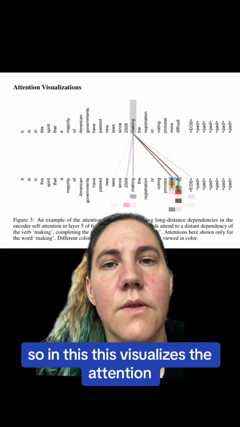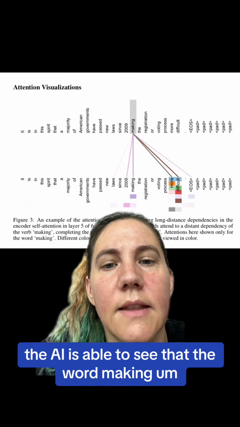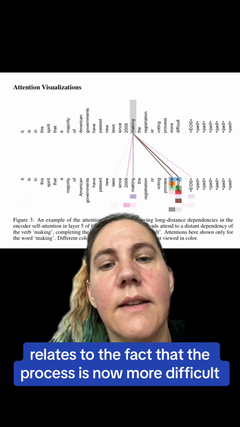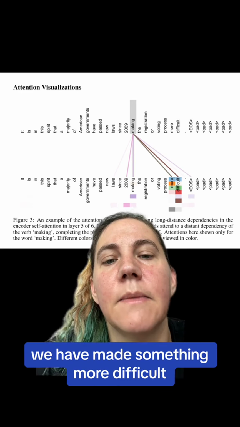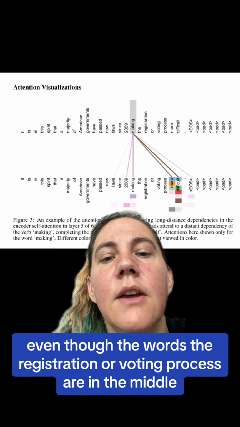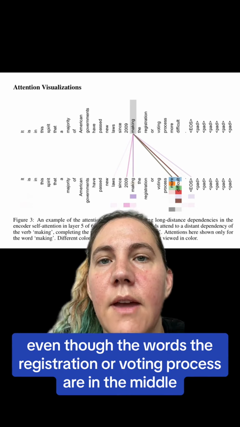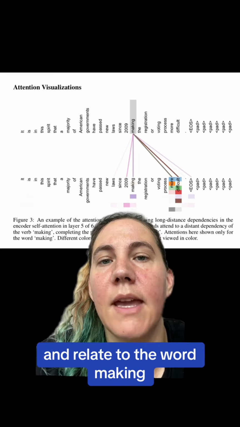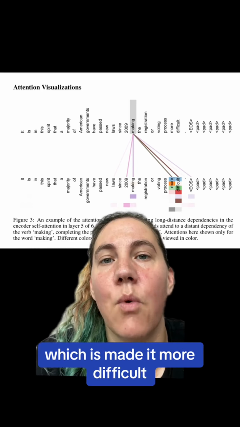So this visualizes the attention. The AI is able to see that the word making relates to the fact that the process is now more difficult. We have made something more difficult. It's able to understand that even though the words the registration or voting process are in the middle and relate to the word making, they relate not as much as what we have done, which has made it more difficult.